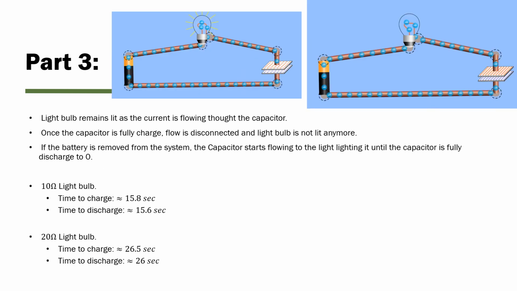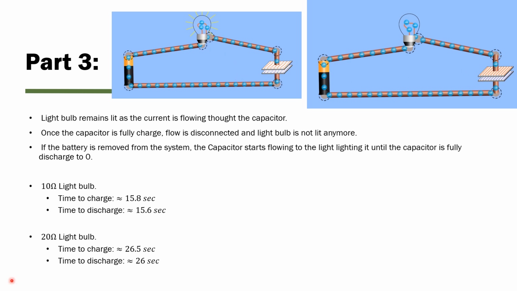So this is part 3 of the experiment, where we use a capacitor and a light bulb to see its charge and discharge rate. As you can see in this picture here, the light bulb does remain lit as it's charging up the capacitor. But once the capacitor becomes fully charged, as here, the light bulb dims. But if you remove the battery from the system, it will light up the light bulb like here. But once again, once it becomes discharged, the light bulb will go dim.